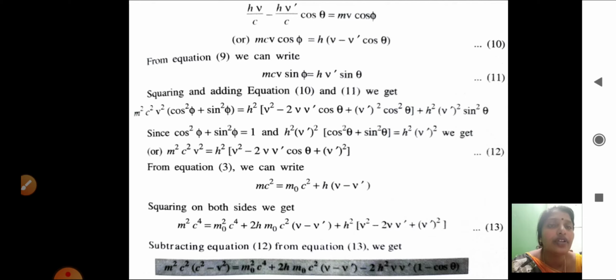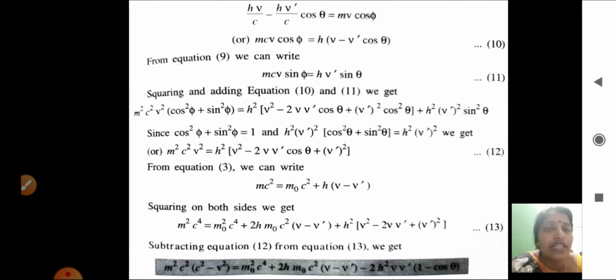Equations 9 and 6, which we simplified, are now equations 10 and 11. Squaring and adding equations 10 and 11: on the left hand side, m squared c squared v squared is the common term, multiplied by cos squared phi plus sin squared phi, which equals h squared times nu minus nu dash cos theta whole squared. Using the formula for a minus b whole squared, this gives h squared into nu squared minus 2 nu nu dash cos theta plus nu dash squared cos squared theta, plus the squared 11th equation, h squared nu dash squared sin squared theta.